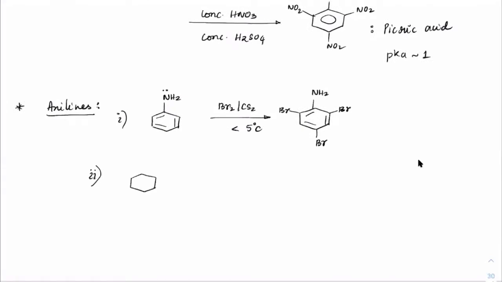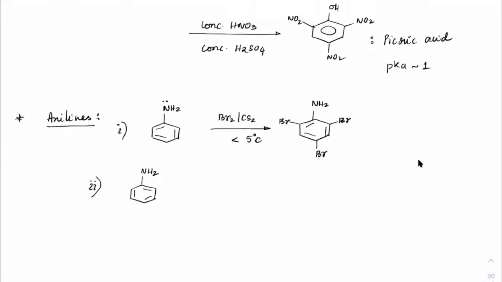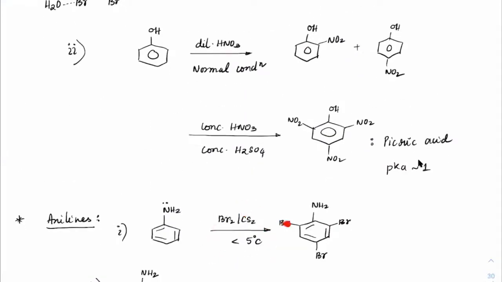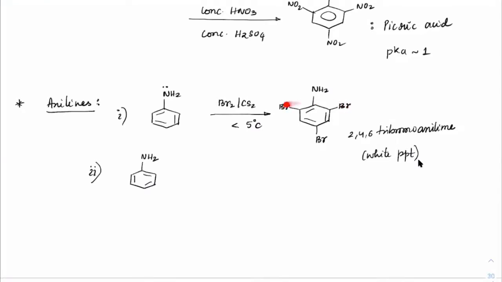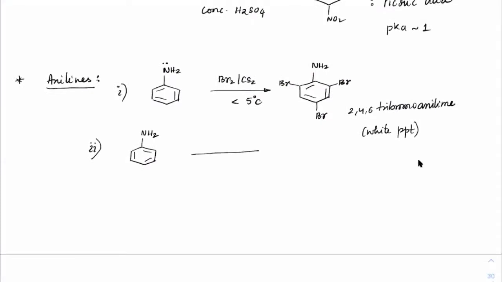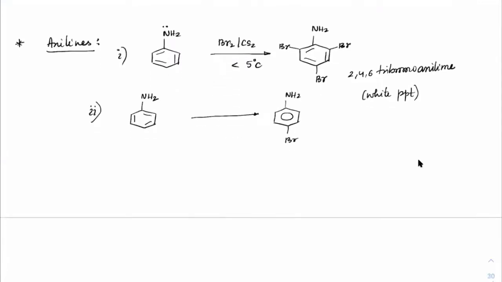In case I want to make it less rigorous, or rather I want substitution only on the para position, because even in such normal condition NH2 is giving 2,4,6 tribromoaniline. In fact, this is also a white precipitate. So the point is, how do we avoid this ortho substitution, and what if I want only mono substitution at the para position? Imagine our objective is to get only mono substitution here with Br at the para position.